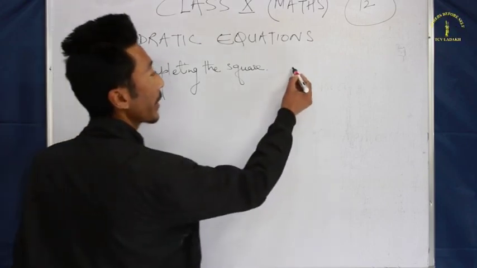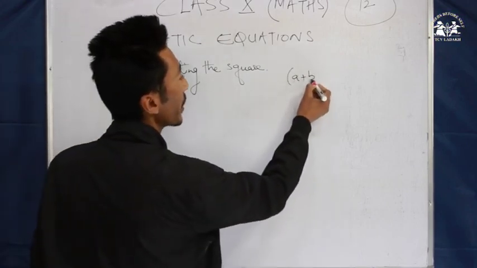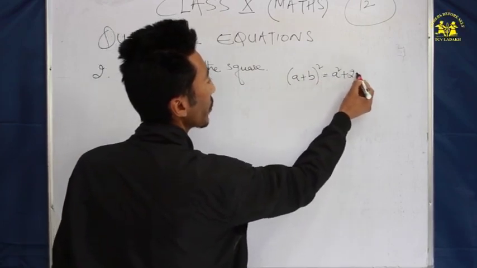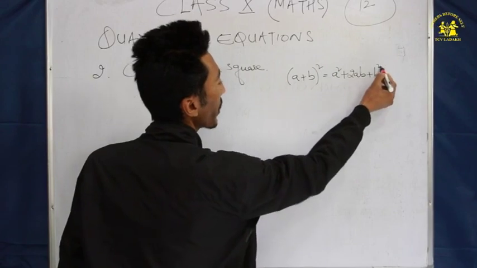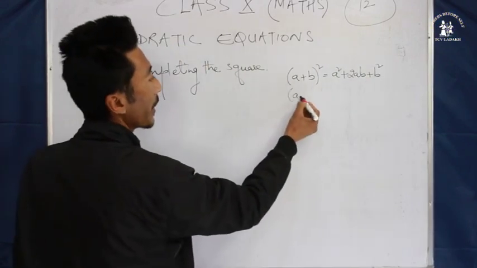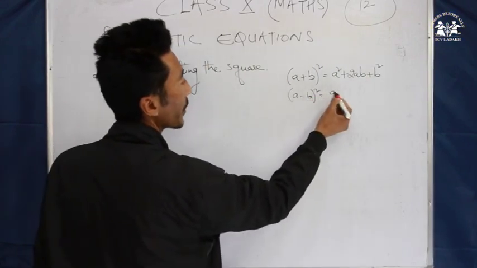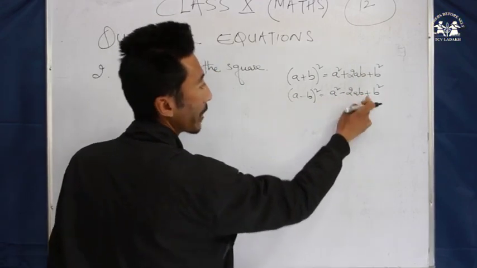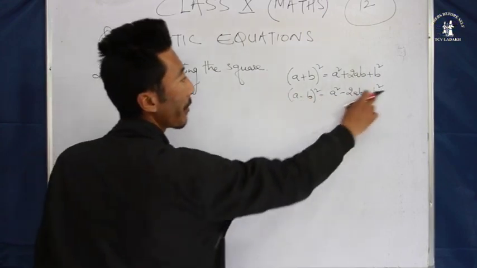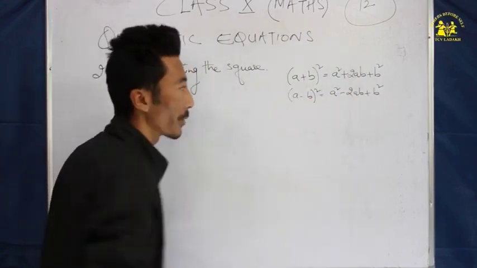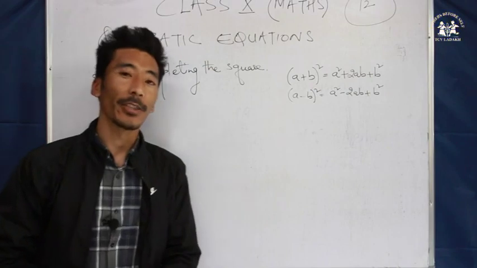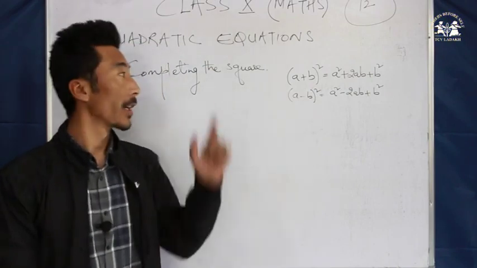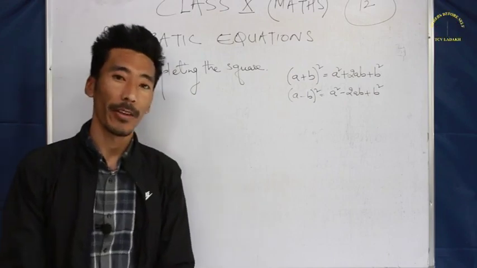We have the identity (a plus b) whole square, that is a squared plus 2ab plus b squared, and (a minus b) whole square, that is a squared minus 2ab plus b squared. The plus sign gives plus 2ab, the minus sign gives minus 2ab, and b square is always plus. So using these identities we can solve quadratic equations by the method of completing the square.